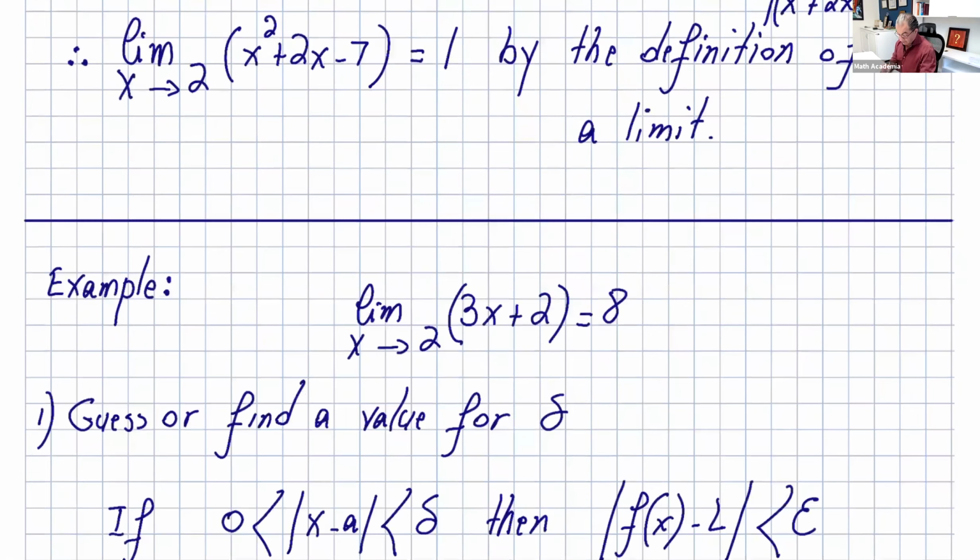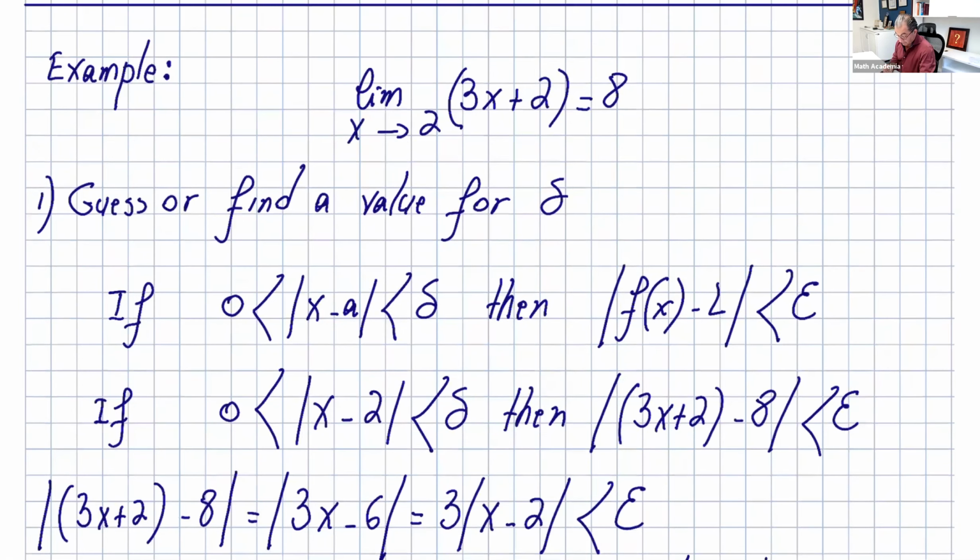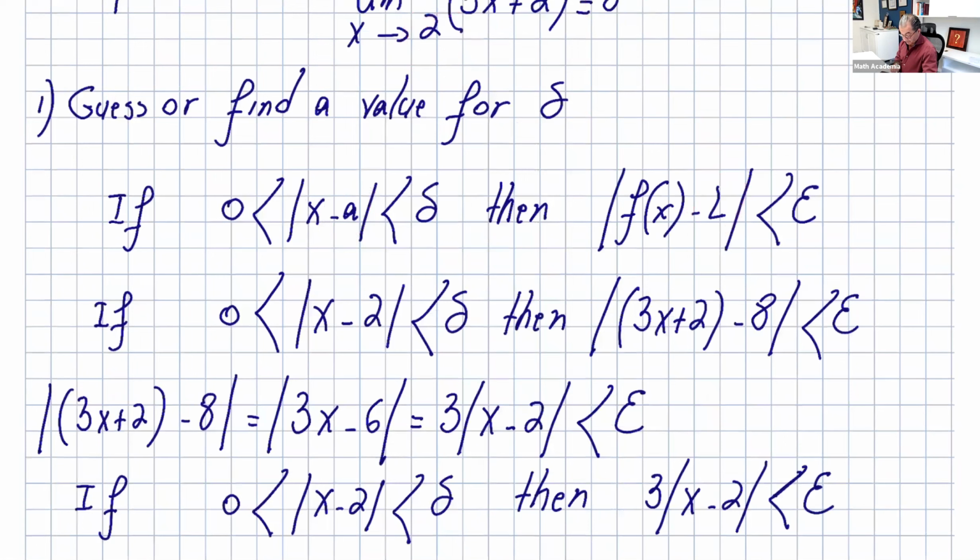Here is another example. This is also linear. And I did this a little bit differently, but let's go over this. The limit as x approaches 2 of 3x plus 2 equals 8. Always step number 1, guess or find the value for delta. So we write the statement. This is the original statement, and again we know a is 2 and L is 8. So if the absolute value of x minus 2 is between 0 and delta, then the absolute value of 3x plus 2 minus 8 should be less than epsilon.